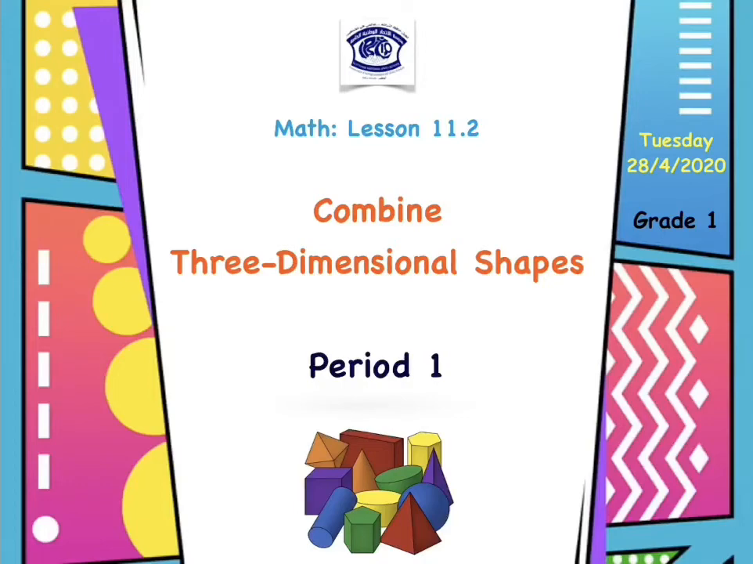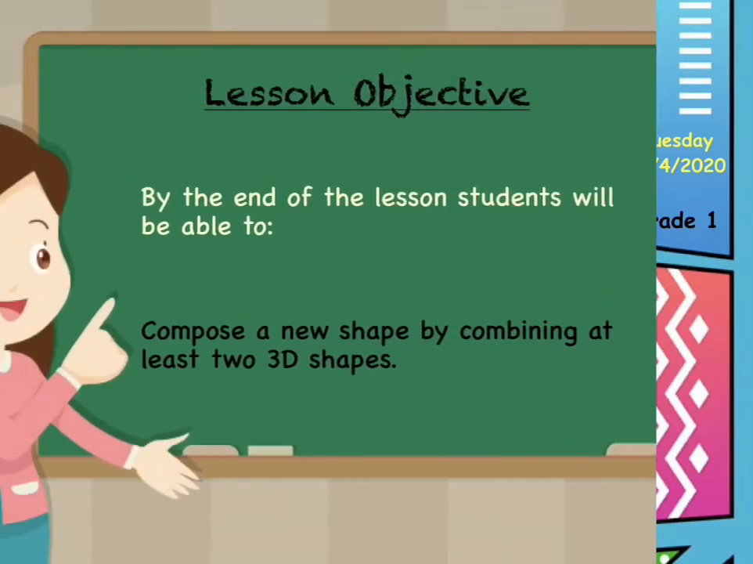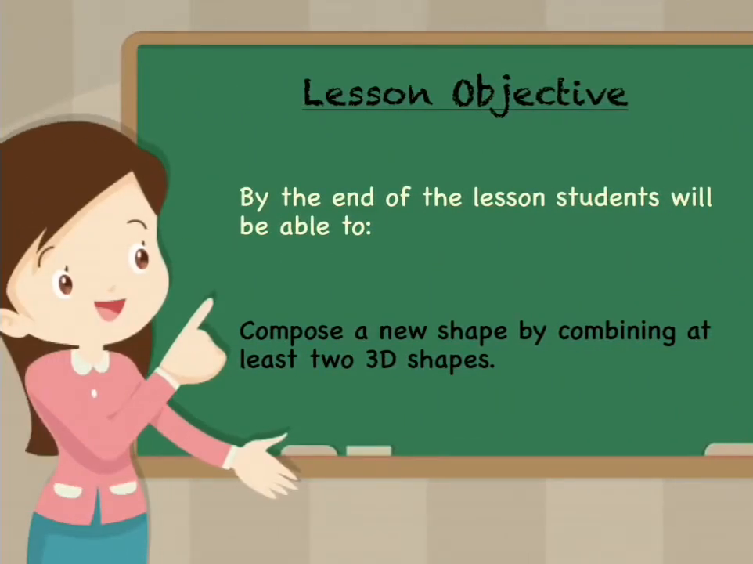Good morning, grade 1. Today we are going to start our second math lesson in this book. Combine a three-dimensional shape. The lesson objective is to compose a new shape by combining at least two 3D shapes.